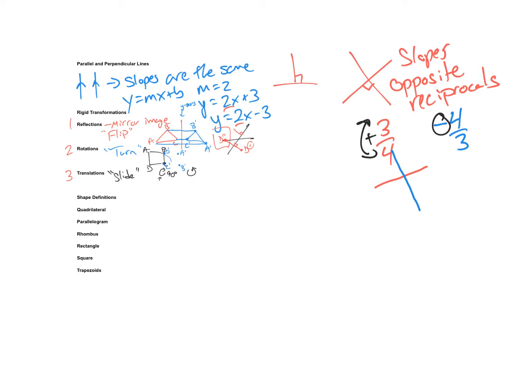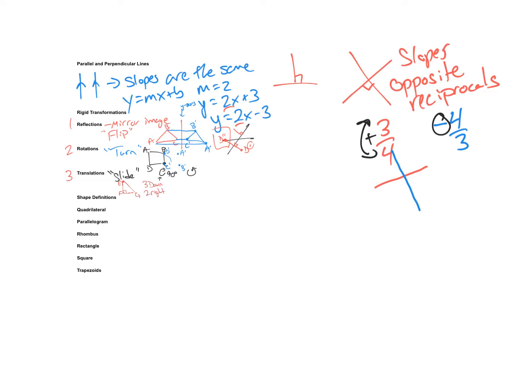Translations are, in my opinion, the easiest. But maybe not for you. We'll see here. But it's a nice little slide. And so if I have a triangle here, and I am told that I am moving this, let's say 3 down and 2 to the right.